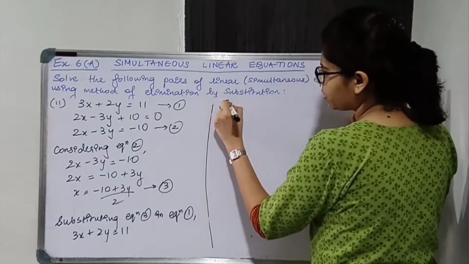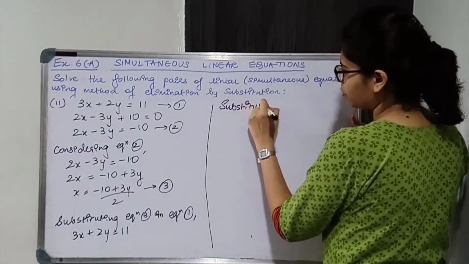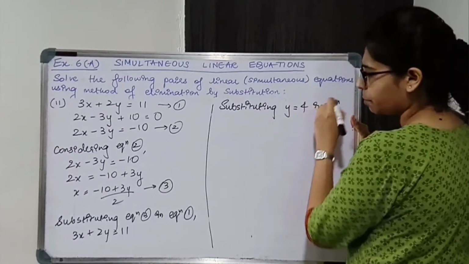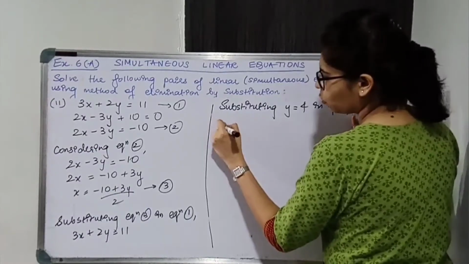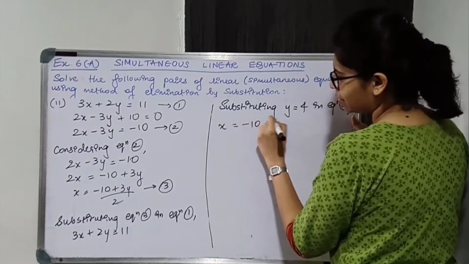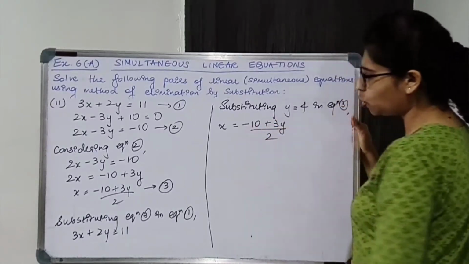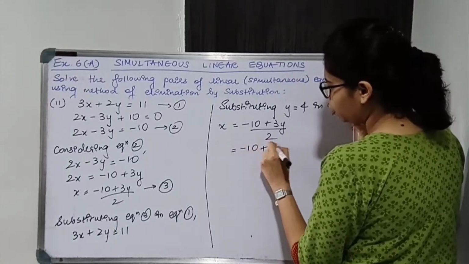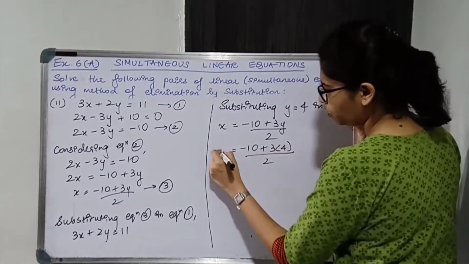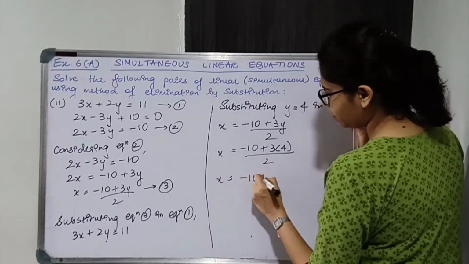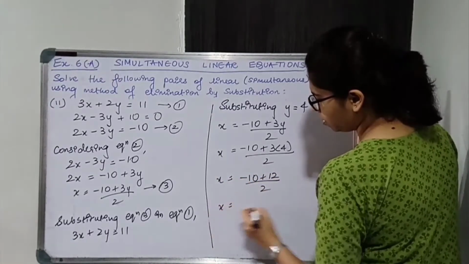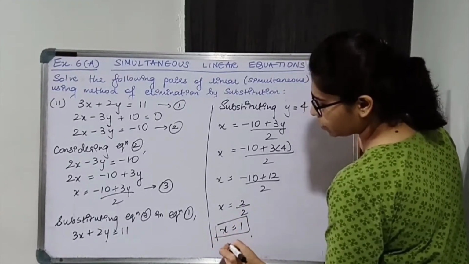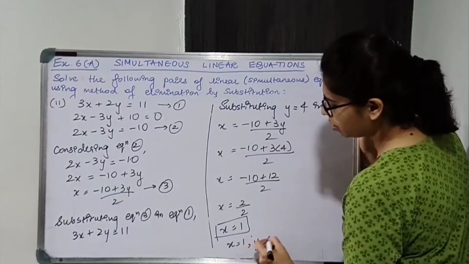Okay. So substituting y equal to 4 in equation number 3. So x is equal to minus 10 plus 3y by 2. So y क्या है? 4 है. So 3 into 4, the whole thing by 2. So it is minus 10 plus 12 by 2. So 12 minus 10 हो जाएगा 2. So x is equal to 1. Final answer will be x is 1, y is 4.